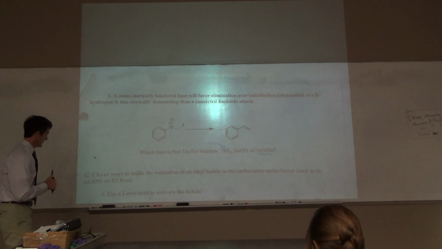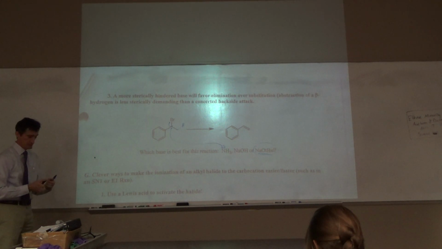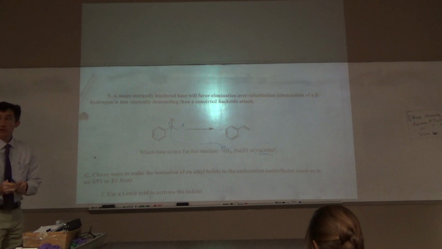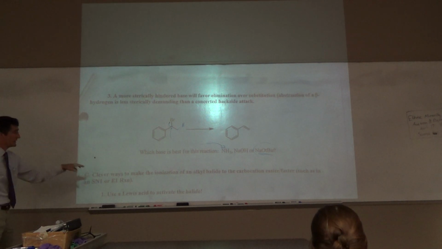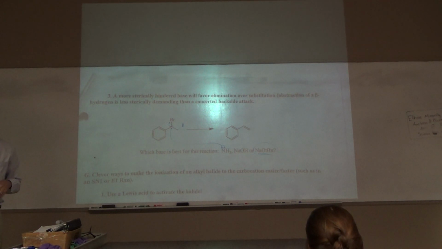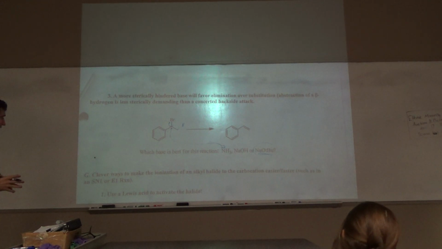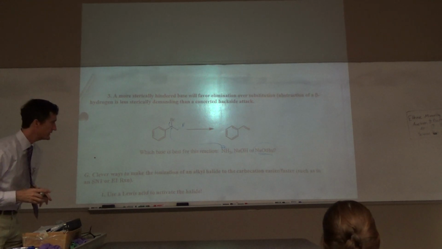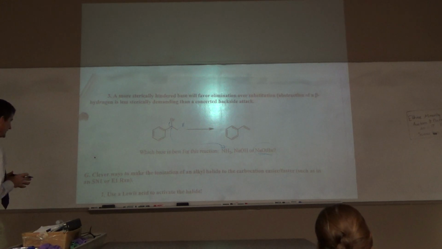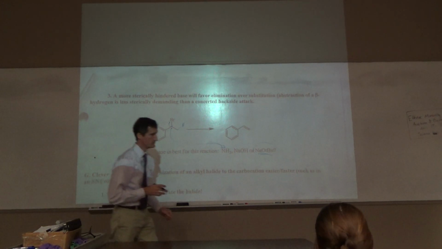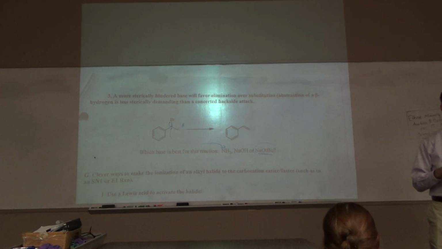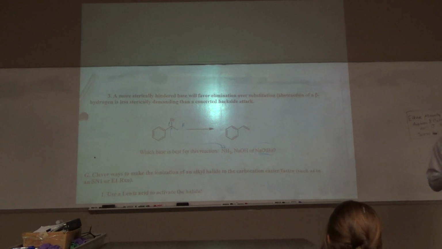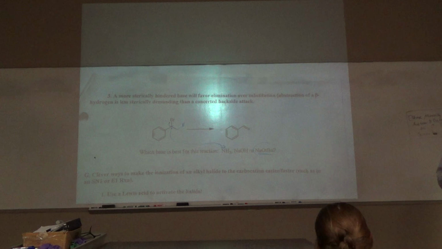Okay, G. Not sure what H was, but I'm sure it was some well-worded heading. G. Clever ways to make ionization. We're looking at some miscellaneous things through the end of this handout. Clever ways to make ionization of an alkyl halide to the carbocation easier. Okay? An alkyl alcohol. How do you make OH a better leaving group? Protonate. Make it more broadly, make the oxygen positive. Protonation is the most common way.